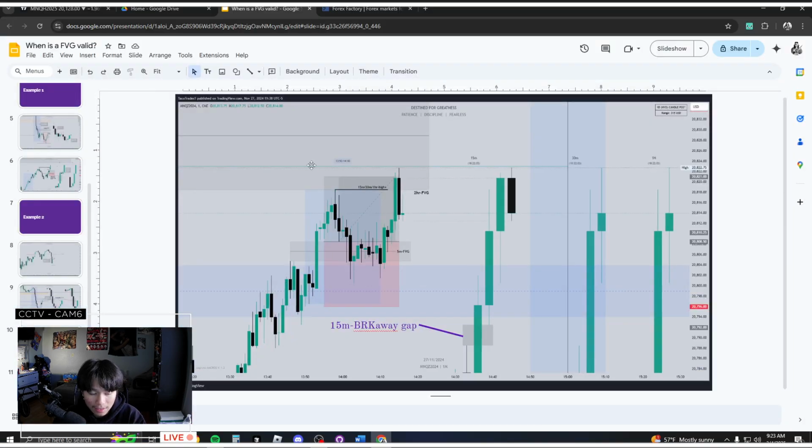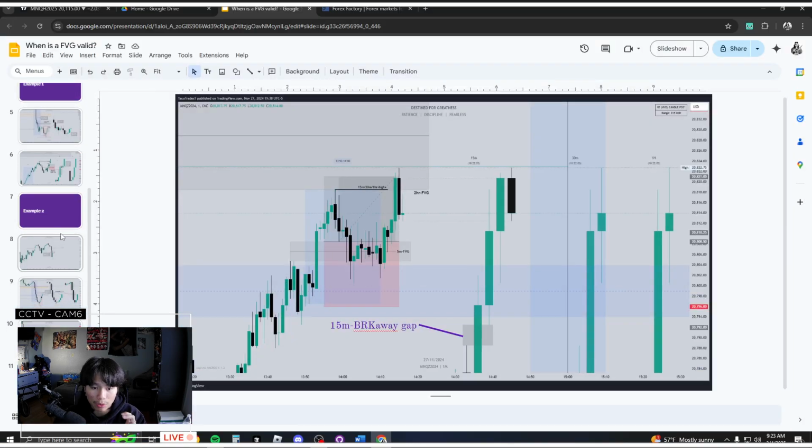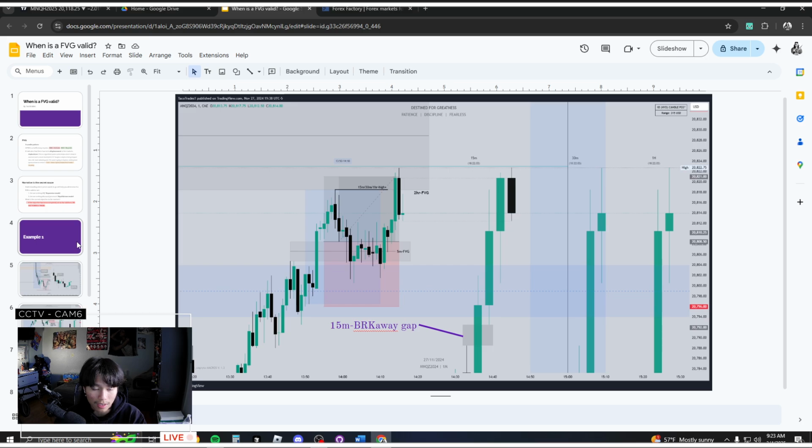Like I said, the key to understanding when a fair value gap is going to be respected is understanding narrative. Narrative is the secret sauce here in this case.